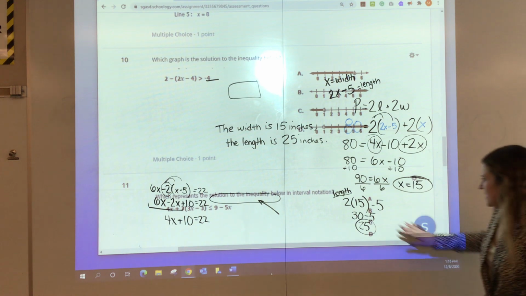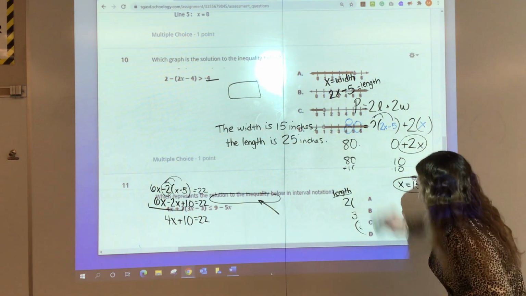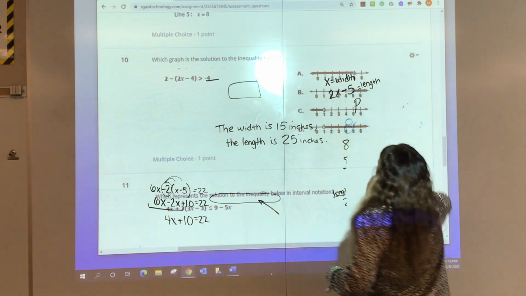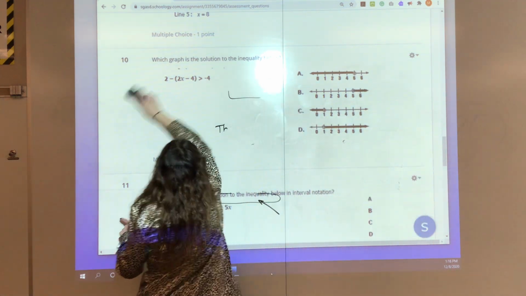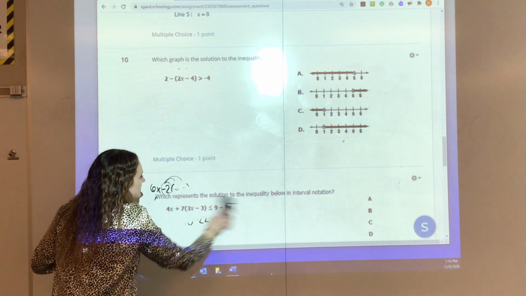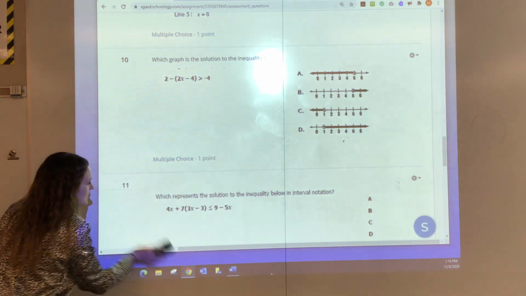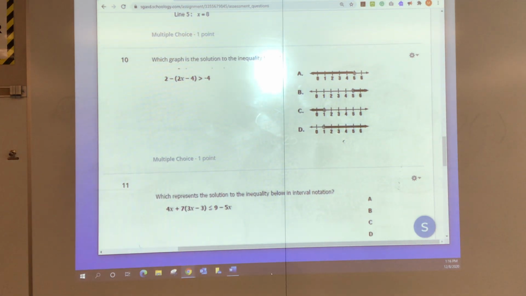Hopefully we can see some of the answers here. I might have to bring this down a little bit. Make sure we can see all this in the picture. All right, excellent.